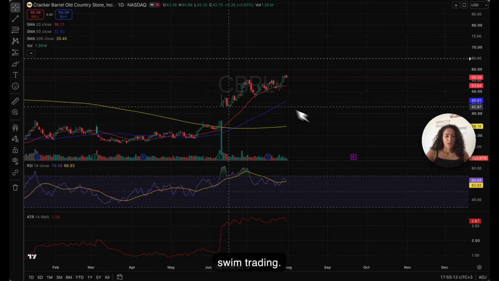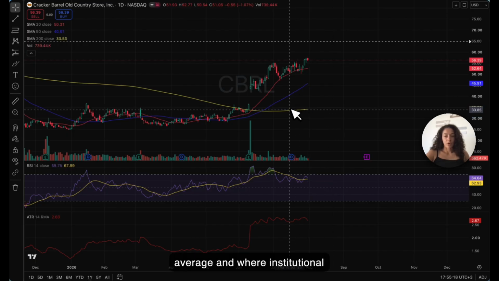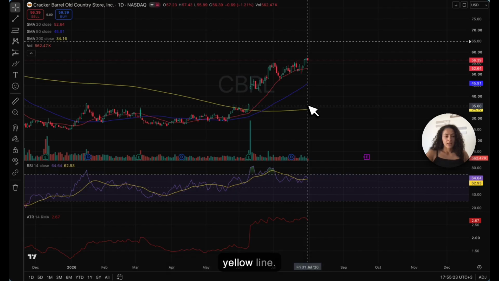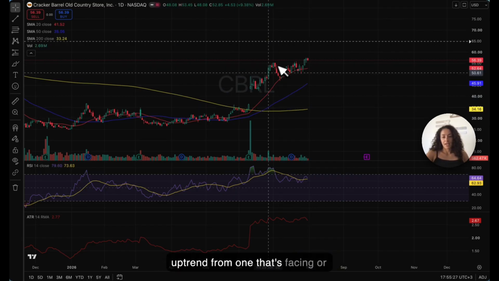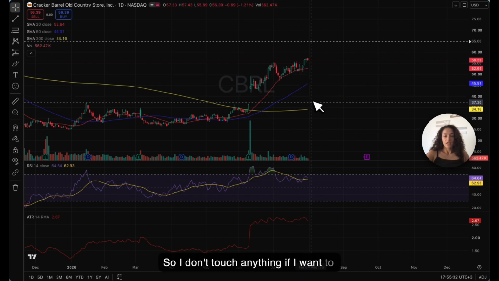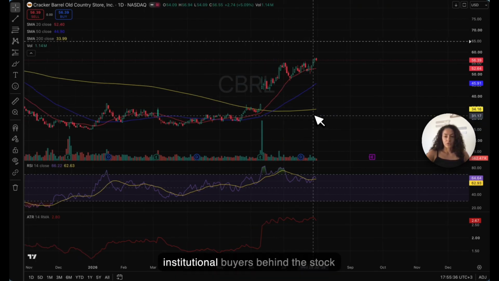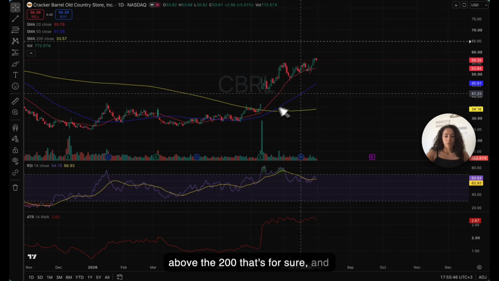in swing trading. Now, a very important moving average, and the one institutional buyers are really looking at, is the 200 simple moving average, the yellow line. That separates a stock in a long-term uptrend from one that's phasing or topping or reversing. So I don't touch anything if I want to be bullish and the stock is below the 200. There are also not many institutional buyers behind a stock if it's below the 200 simple moving average. I'm bullish only if I see the price above the 200, that's for sure, and above the 50.